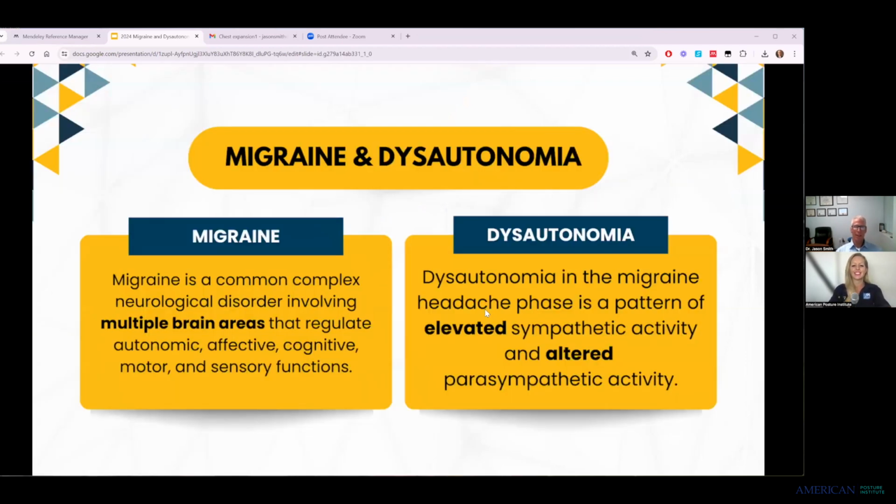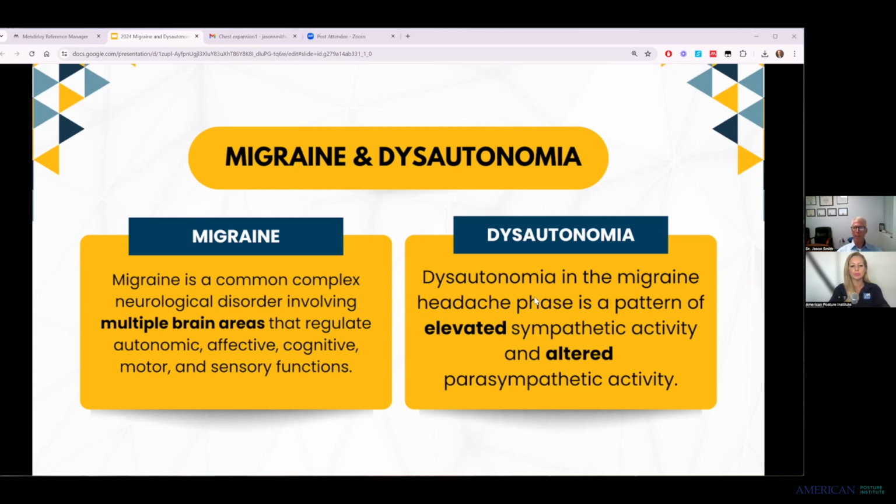So looking at the definitions of migraine, we all know migraine. Many of us have family members, maybe we've even experienced them ourselves, but we know it's complex. It's a neurological disorder that involves multiple brain areas, including autonomic areas, affective, cognitive, motor, and even sensory functions. Dysautonomia, on the other hand, when related to migraine, shows a pattern of elevated sympathetic activity and altered parasympathetic. Sometimes it's too much and sometimes it's too little. But that's the basics for definitions.